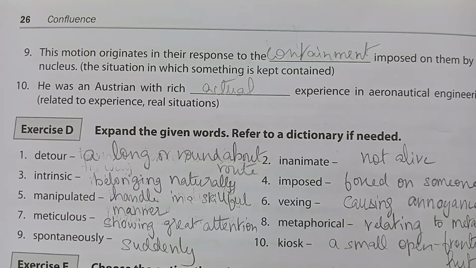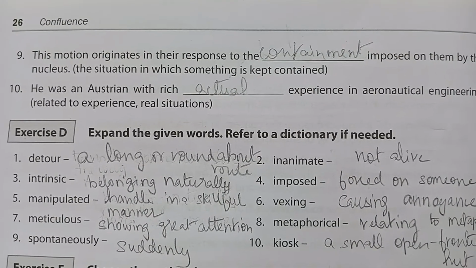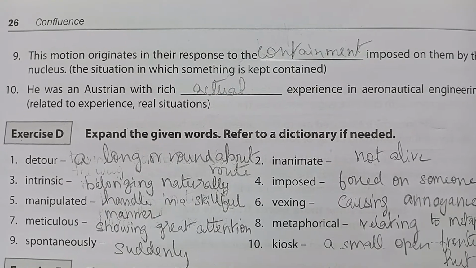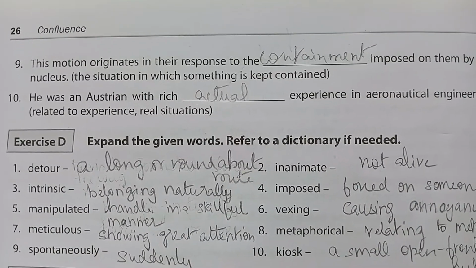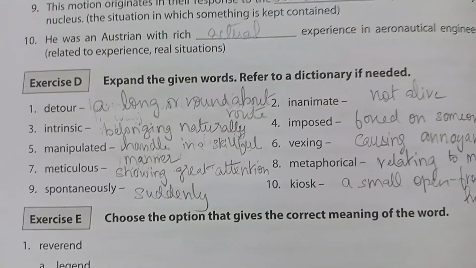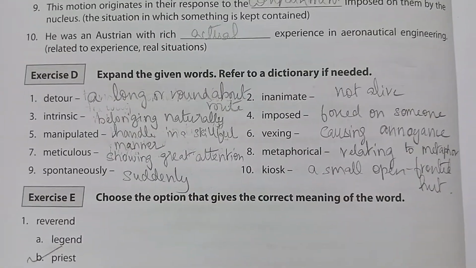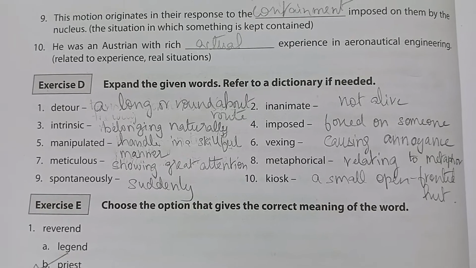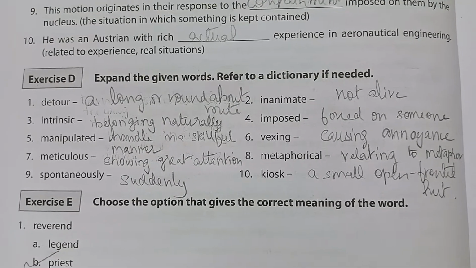And he was an Austrian with rich actual experience in aeronautical engineering. So this is your 2 answers for your last insert, a one word substitution. So let's see the next one. We have exercise D.